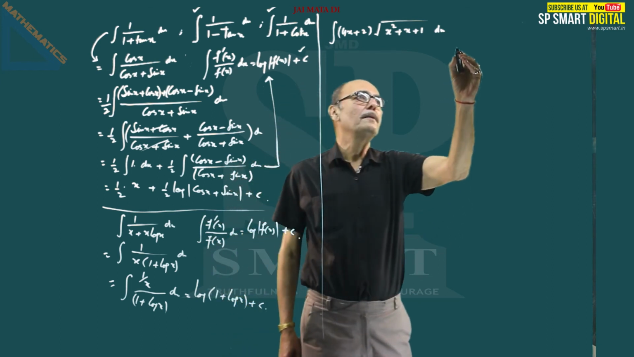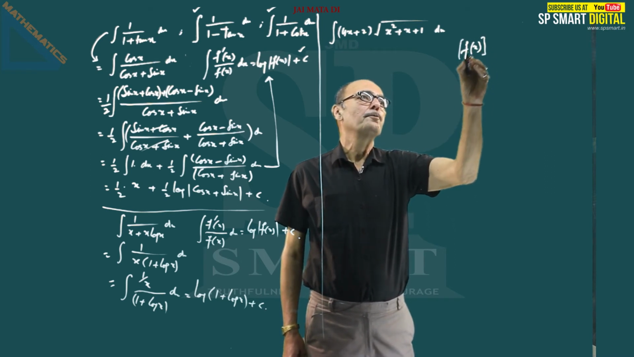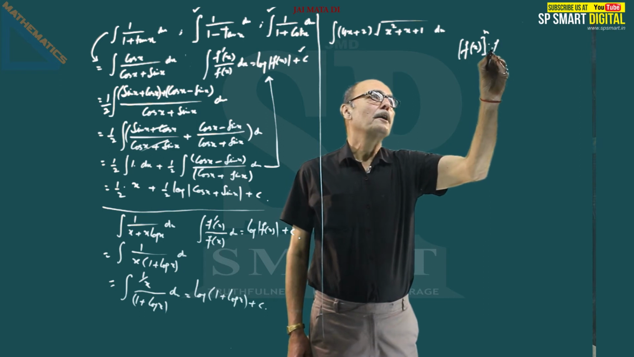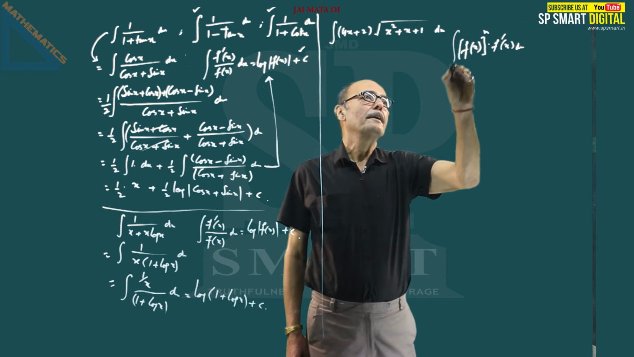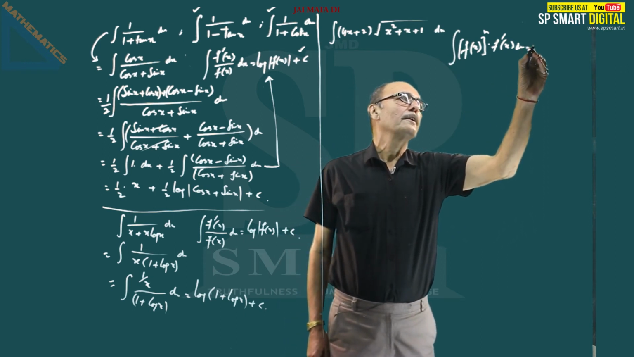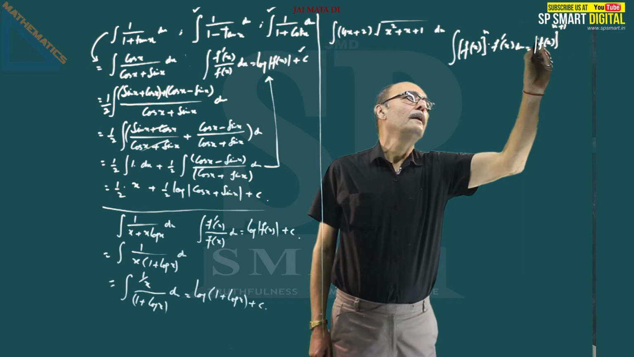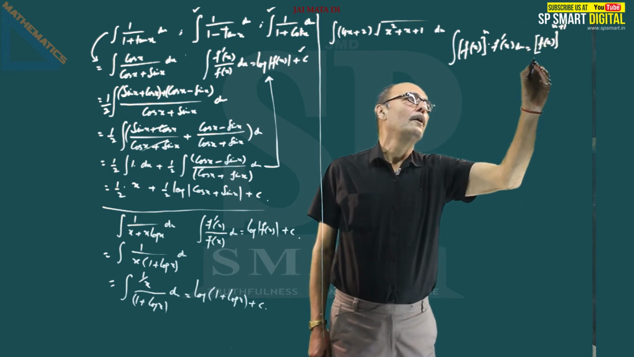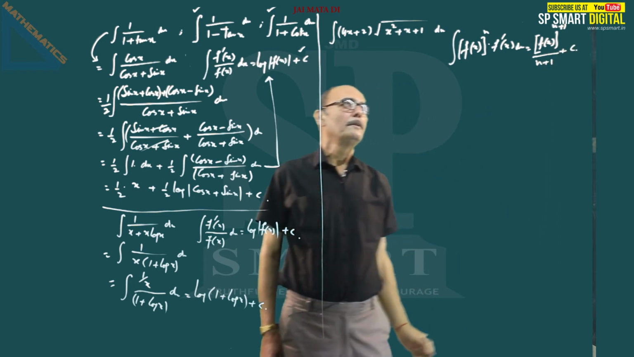The other form of this formula is f of x raised to power n accompanied by its derivative, integral of this. So, this is integral of this f of x raised to power n plus 1 upon n plus 1 plus c. See how?